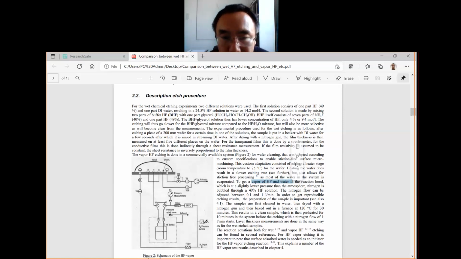So effectively, it is like a wet etching because we have water and we have HF, but they are both in vapor phase. So we have a very local chemical, very small scale wet etching, but there will be no capillary force. So this is also very popular. The vapor HF is also very popular for the MEMS.